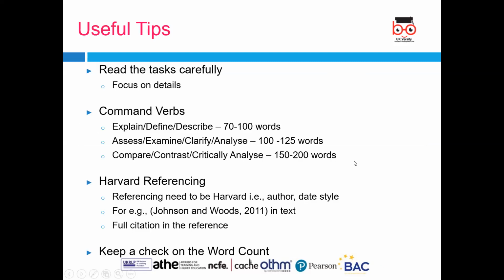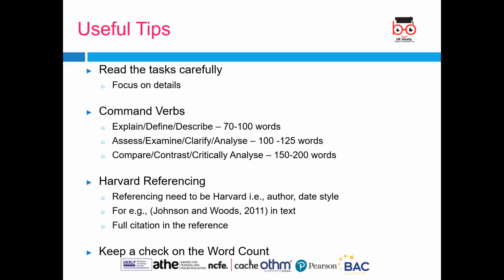So the general guidelines which can be helpful for preparing an assignment: read the task carefully. That means you need to focus on the details. You need to understand what the command verbs are. For example, if it is explain, define, describe, you can use a limit of 70 to 100 words. If it is to assess, examine, clarify, or analyze, it could be 100 to 125 words. And compare, contrast, and critically analyze, it is 150 to 200 words. So this is a general guideline. Although if you want to explain more, you can always go for a higher word count.